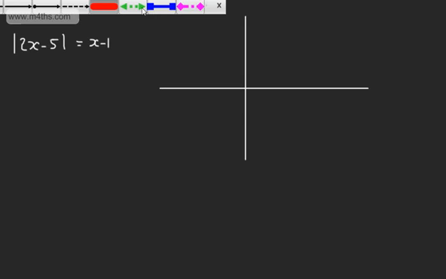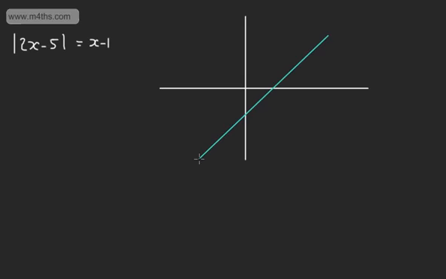Let's say we've got the modulus of 2x minus 5 is going to be equal to x minus 1. So on the right hand side we can see that this isn't always going to be positive. So we can't just go ahead and square both sides, so we need a graphical approach. So what I'm going to do is draw x minus 1. Let's put on here x minus 1. Remember, this doesn't have to be wildly accurate, it just has to give us some idea of what we're doing.